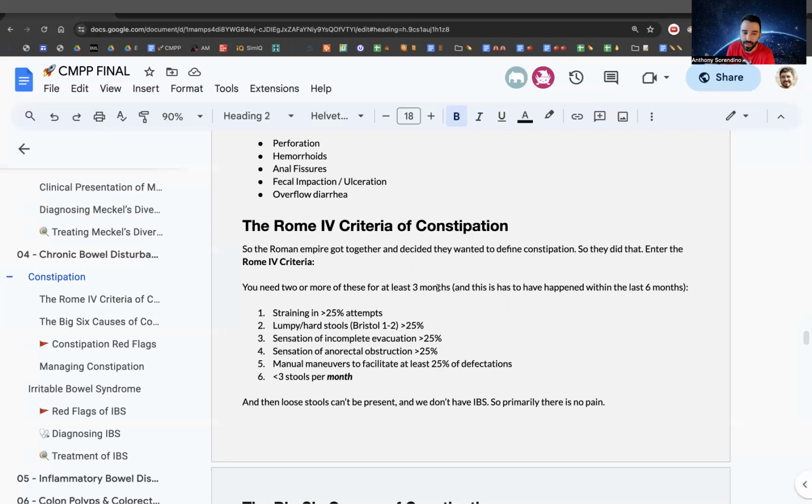So they did that. So we have this thing called the Rome 4 criteria. Let me see if I can recall this as well. It all has to do with 25%. So I've strained during more than 25% of my bowel movements. I've had hard, solid fecal bowel movements more than 25% of the time. I felt like I've still had to go after I've finished. I felt like something is obstructing after I'm finished.